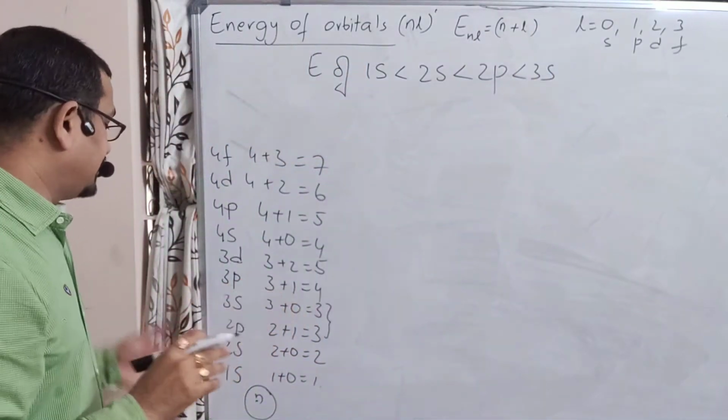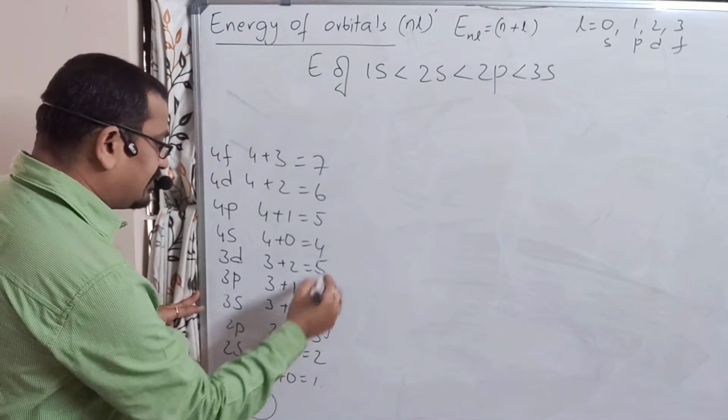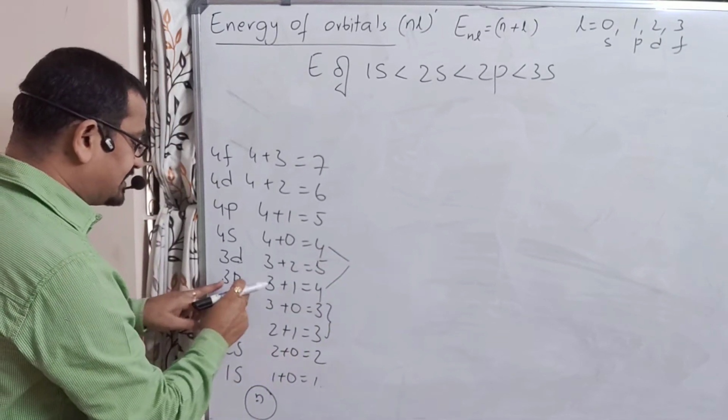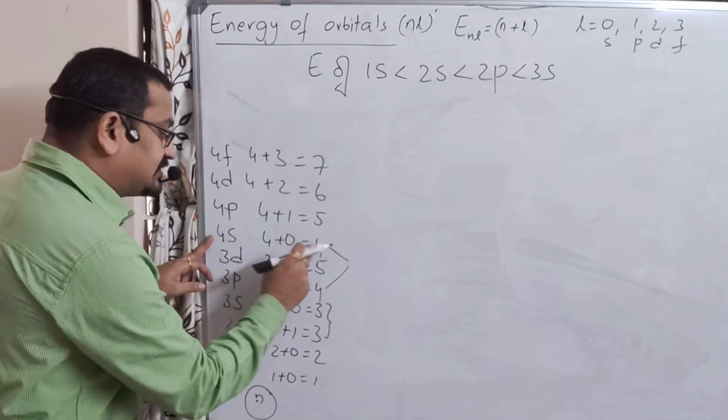Now after 3s we have energy 4 for 2 orbitals. Have you noticed? For 3p the energy is 4, for 4s also the energy is 4.